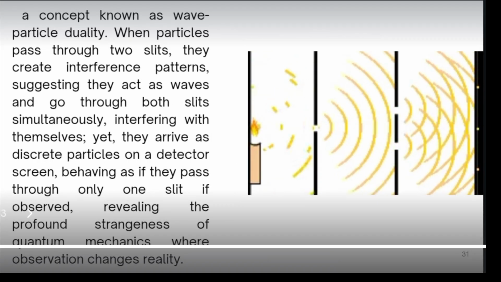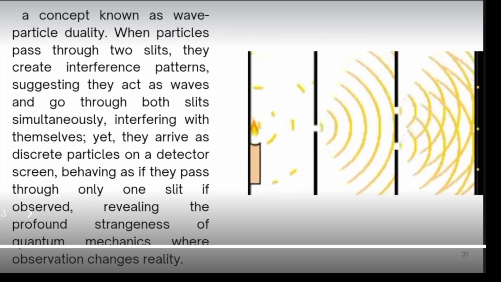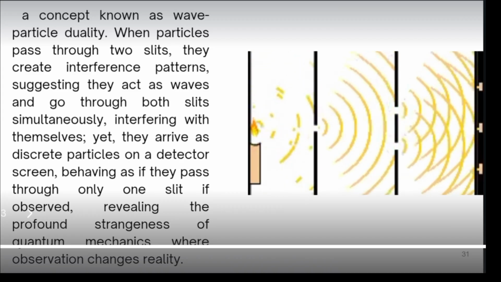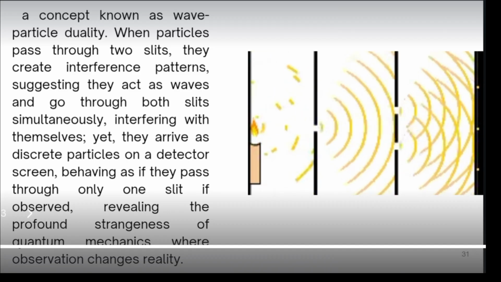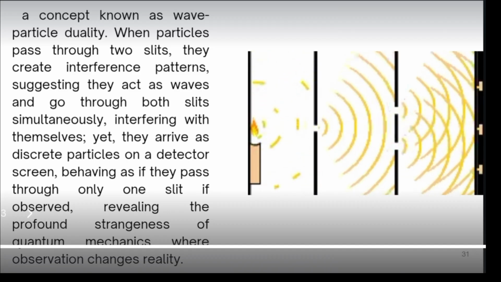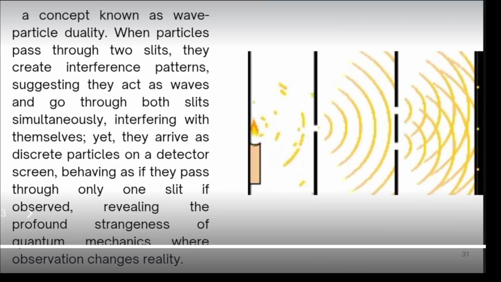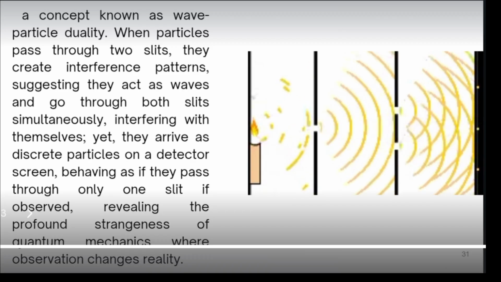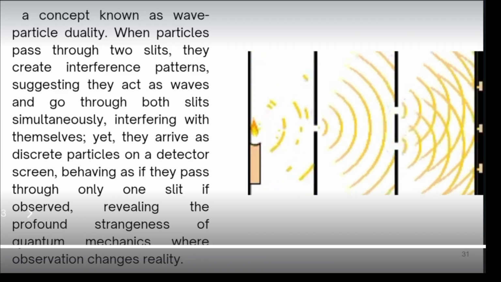A concept known as wave-particle duality. When particles pass through two slits, they create interference patterns, suggesting they act as waves and go through both slits simultaneously, interfering with themselves, yet they arrive as discrete particles on a detector screen, behaving as if they pass through only one slit if observed, revealing the profound strangeness of quantum mechanics, where observation changes reality.